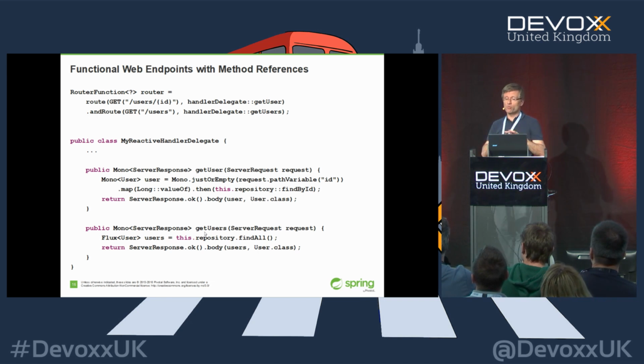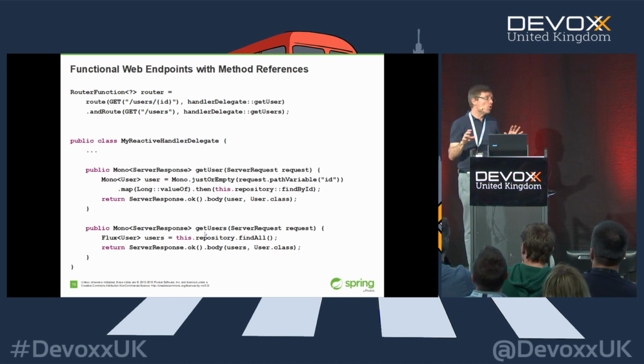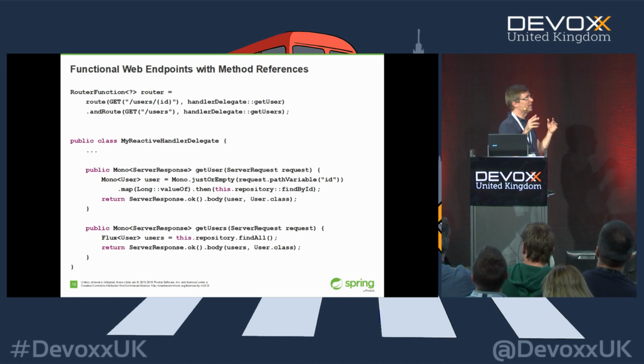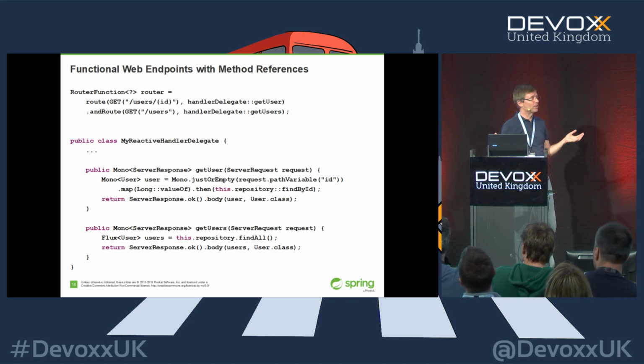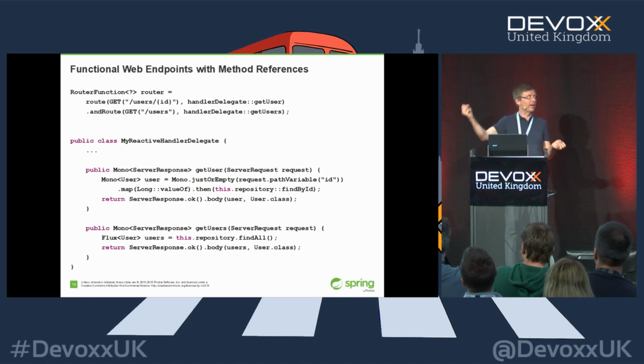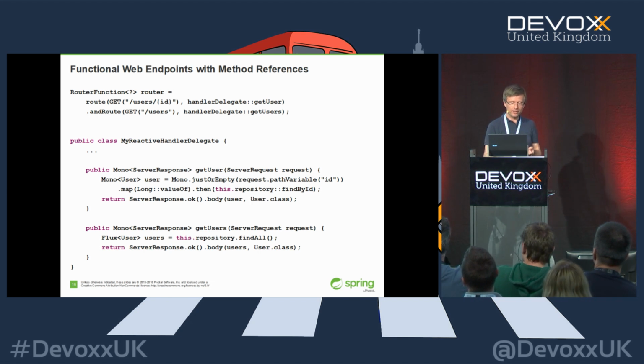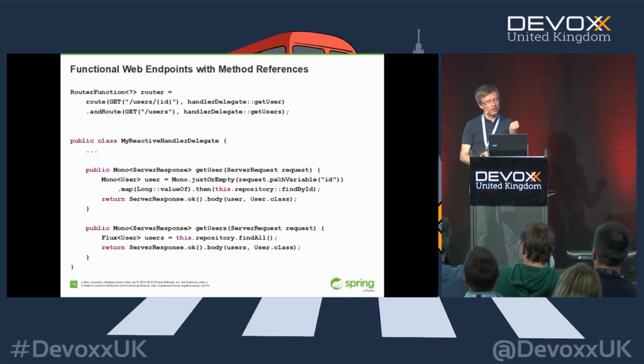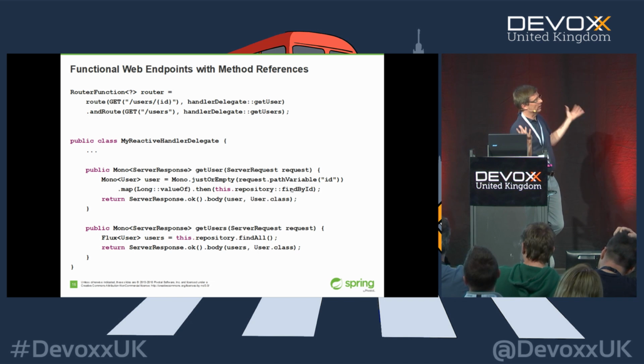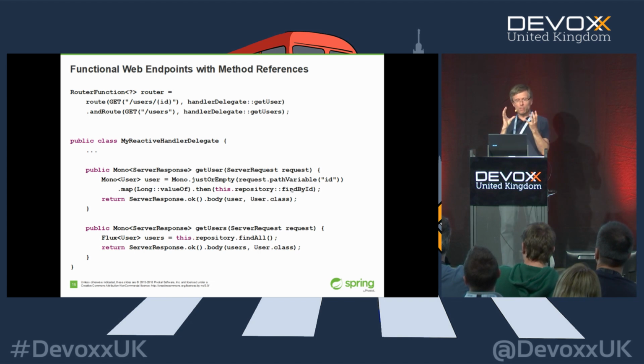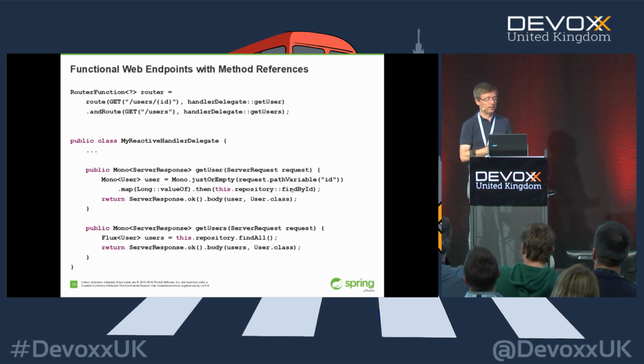No annotations here, no reflective dispatching, no convenient resolution of flexible parameter signatures either, right? So you can't just say @PathVariable long id. What you have to do here is you have the server request coming in, you programmatically ask it for the path variable, you convert it to a long, you pass it on to the repository. In its purest and functional form, you use the composition APIs on the Reactor Mono and Flux types.